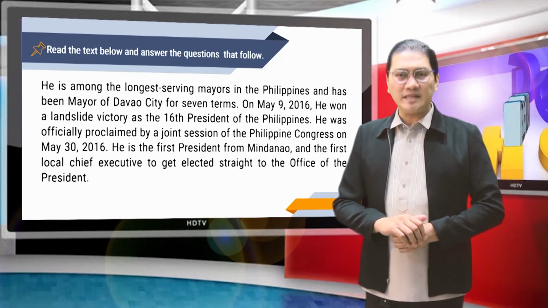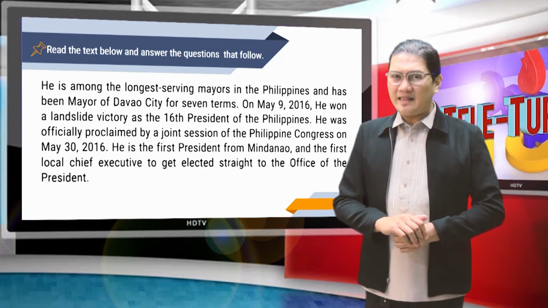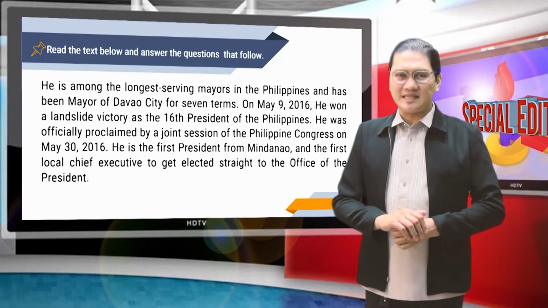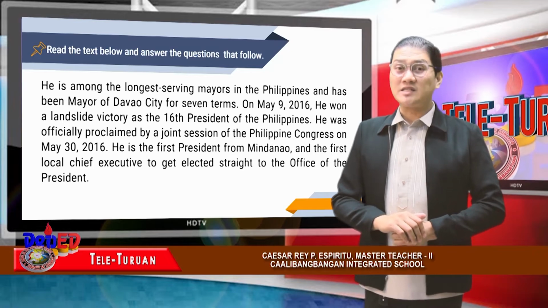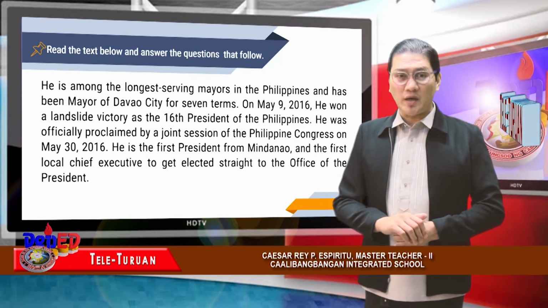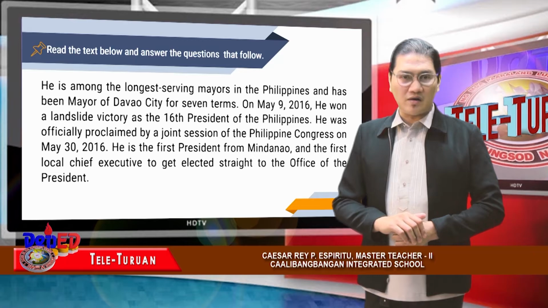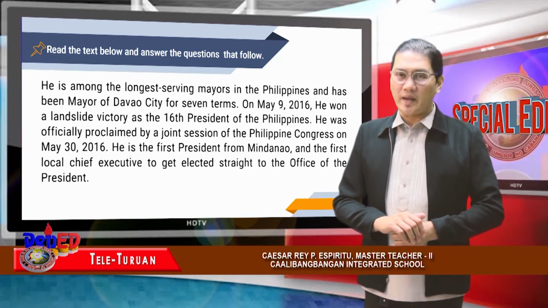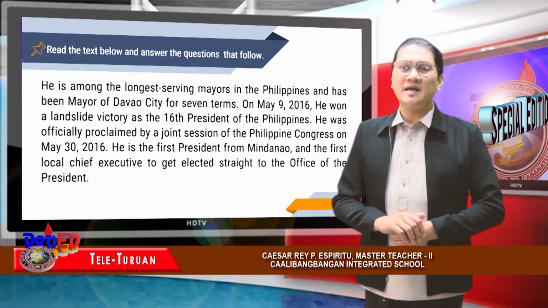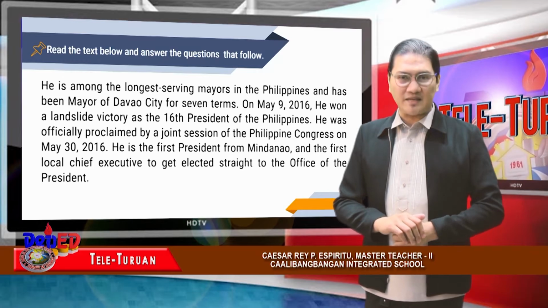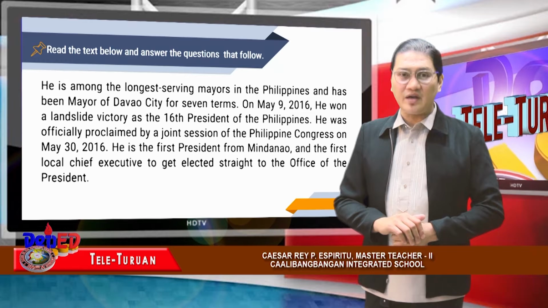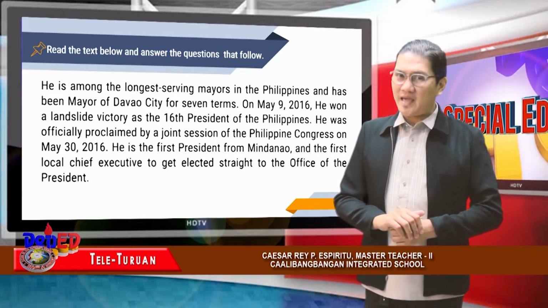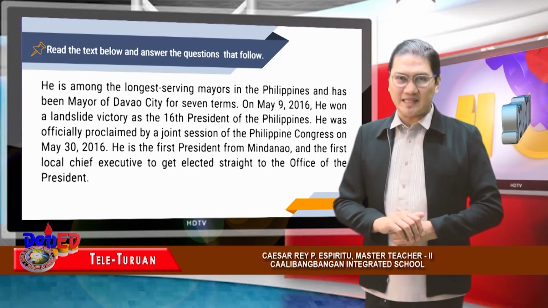On May 9, 2016, he won a landslide victory as the 16th President of the Philippines. He was officially proclaimed by a joint session of the Philippine Congress on May 30, 2016. He is the first president from Mindanao and the first local chief executive to get elected straight to the office of the president.